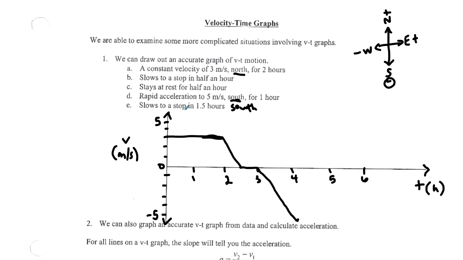And I slow to a stop in 1.5 hours. So again, a stop is back on the x-axis at 0. So from 4 to 5.5 hours, I come to a stop. And again, that should be like a straight line. So that would depict a variety of motions. So you've got some constant, some slowing down, at rest, change direction, speeding up, and slowing down.